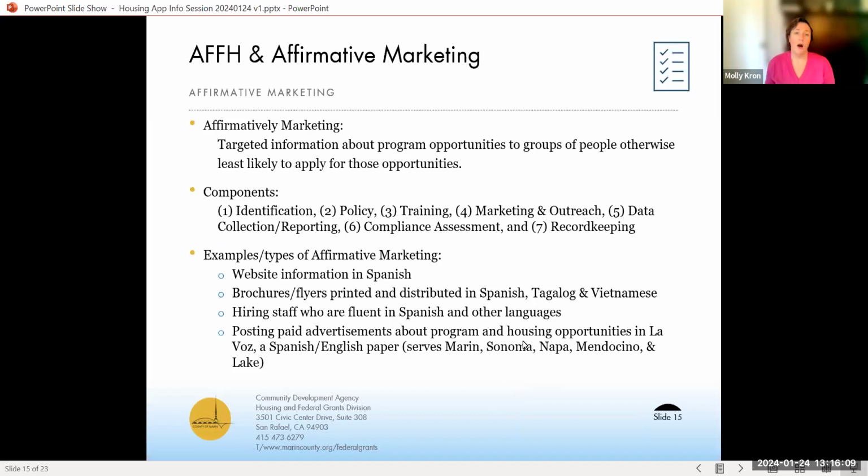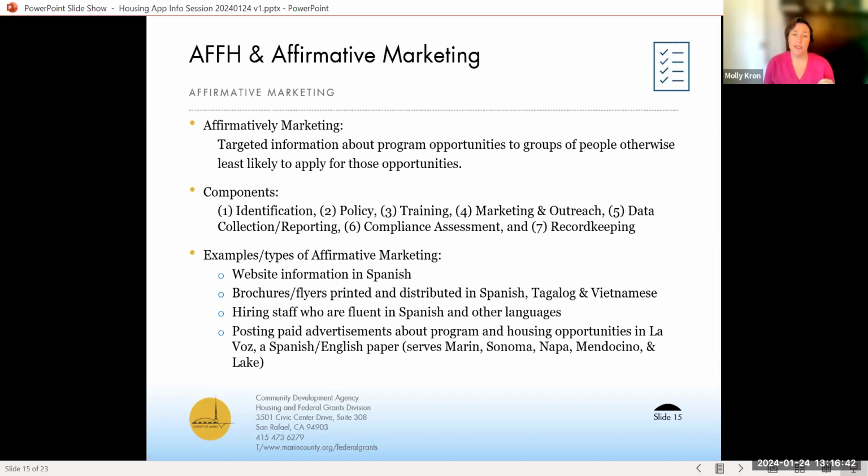All of our projects that are funded through CDBG and HOME, and then actually all of our housing projects that are funded by the county, are required to affirmatively market. And so affirmative marketing is a tool that we use to achieve affirmatively furthering fair housing. And this is really targeting information about your programs and opportunities to groups of people that would be least likely to know about these opportunities and least likely to access them.